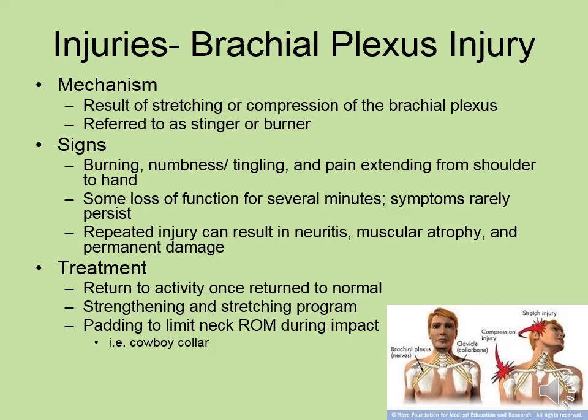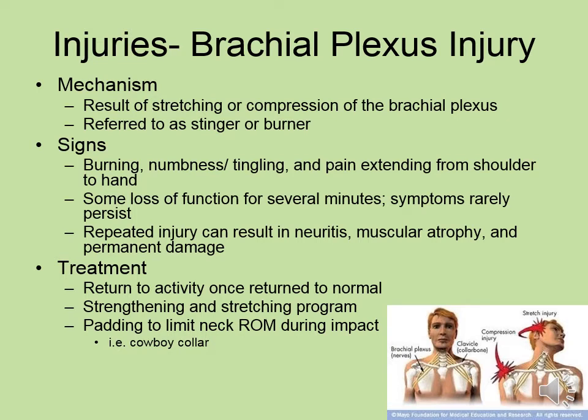Treatment here would be they can return to activity once everything's returned to normal as far as their strength and their sensations. If they're having recurrent problems, we want to start a strengthening and stretching program, making sure that the muscles in that area are at an appropriate length, because if they have a lot of muscle tension over that brachial plexus, then it can cause more irritation as well. And then we also want to strengthen the neck and possibly the shoulder, depending on if we're seeing atrophy or decreased strength in that side.